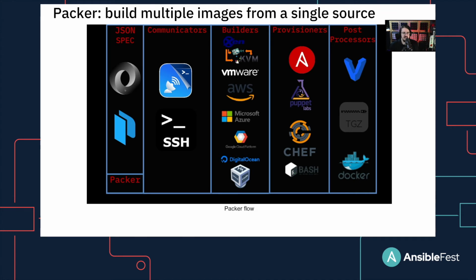So Packer starts with a JSON specification, and then through WinRM or SSH, it will connect to the operating system that's being built on top of one of these builders, which can be KVM with libvirt, VMware, AWS, whatever other hyperscaler here, and then it can call on Ansible as a provisioner. So Ansible will do most of the work, while Packer will kickstart the process of booting your OS images, and it will literally type in ks=http, and it will point and create that kickstart configuration if you're using kickstart as well.